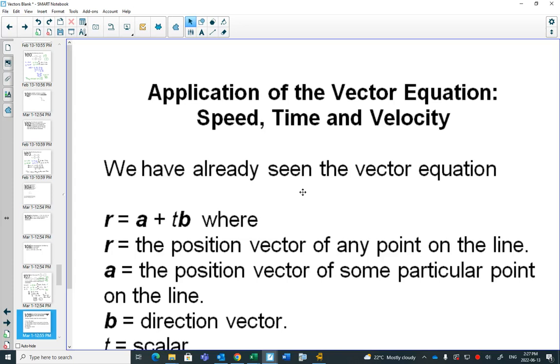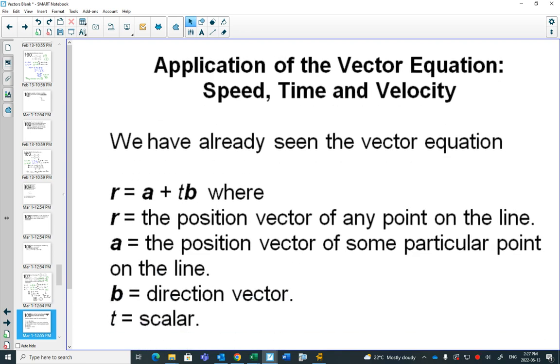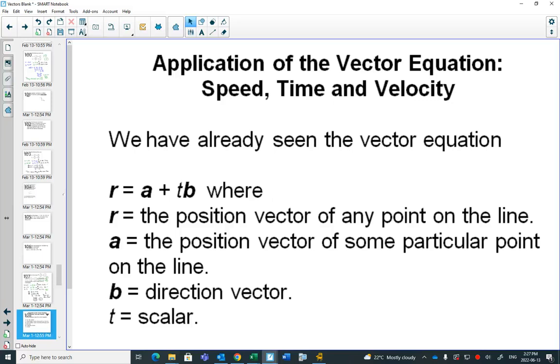We've got a position vector of any point on the line. We've got a starting point. And in particular, because what we're going to start to see with applications to speed, time, and velocity, t is going to be a time after a starting point. So your vector A will be a position vector at time equals 0. This is where a particle, a thing, a car, an airplane, that's where it started. B is your direction vector, and you're multiplied by some scalar t, which we're going to find out will most likely be time.